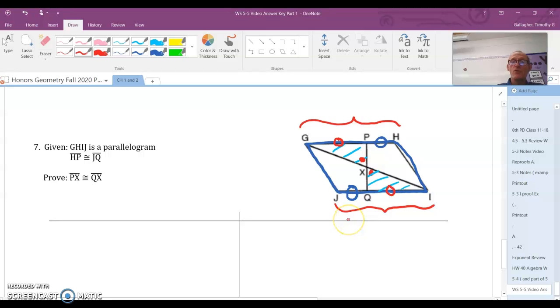All right? Now, since this side and this side are also parallel, and this is my transversal, that makes this angle congruent to this angle, because if the lines are parallel, then the alternate interior angles are congruent. Okay? So that gives us these two triangles by angle, angle, side.